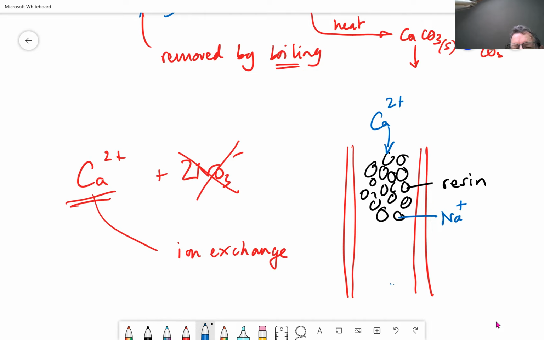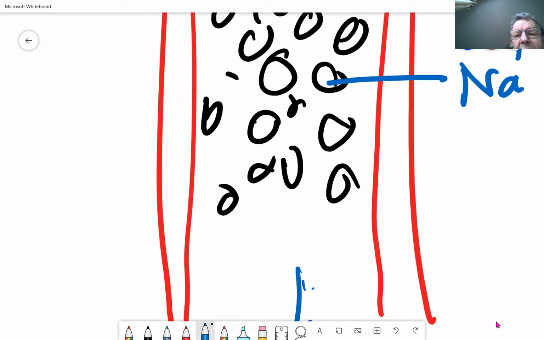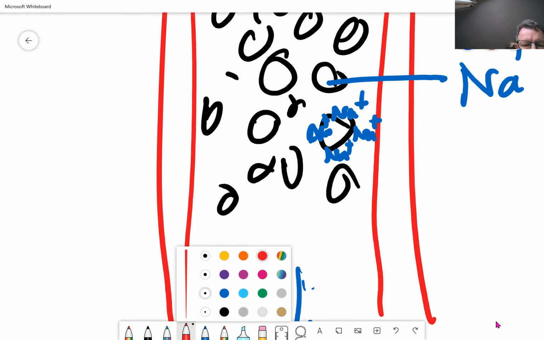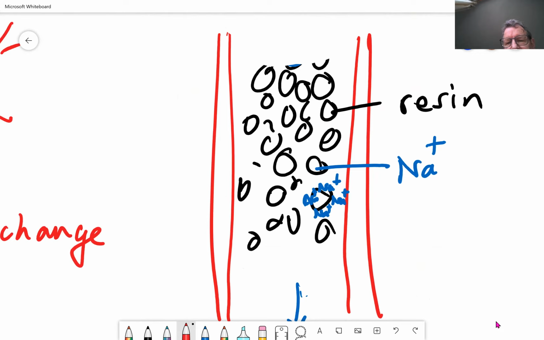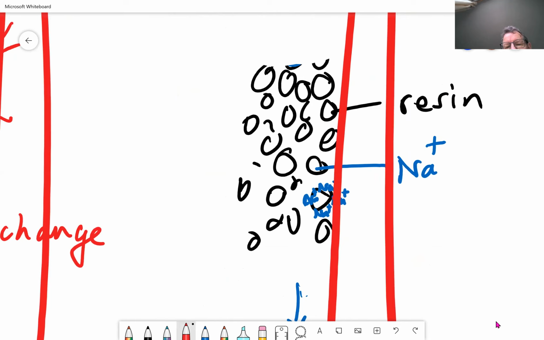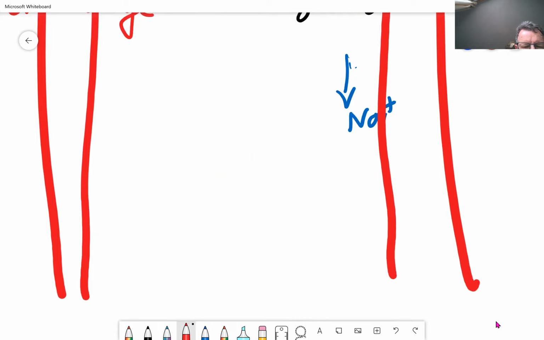So at the end, you would have sodium ions. All the calcium sticks. I'll change the color so it's more obvious. Hang on. So we have all this stuff in here, and on each one of these there are many sodium ions attached to the resin. And the calcium comes in. Let's see if I can make this a bit smaller. Oh, come on. It's very annoying. My drawing is being annoying.